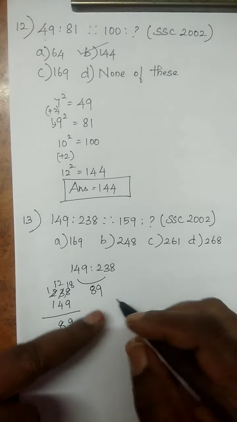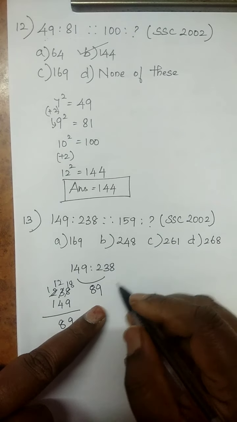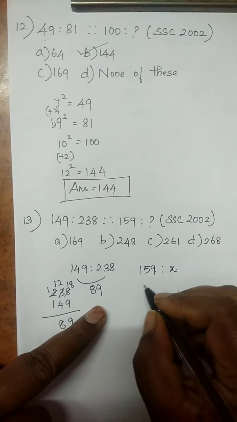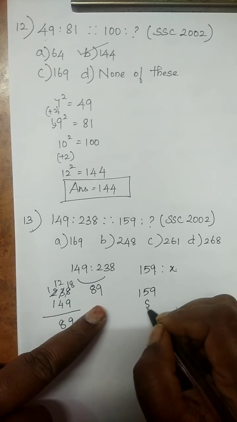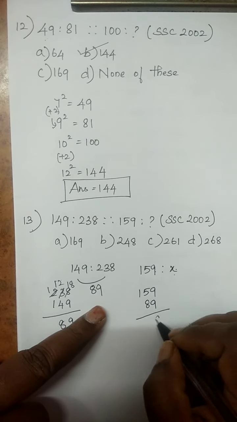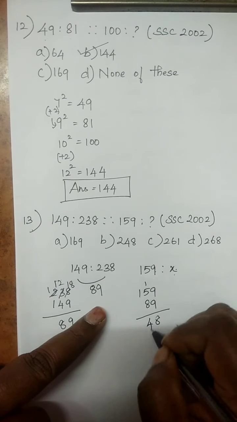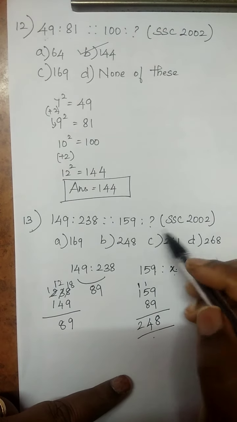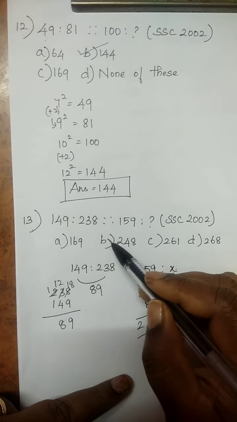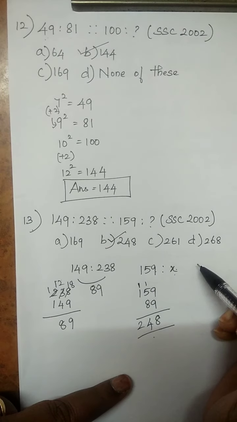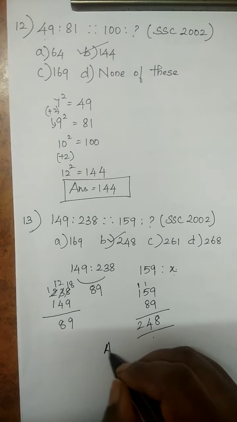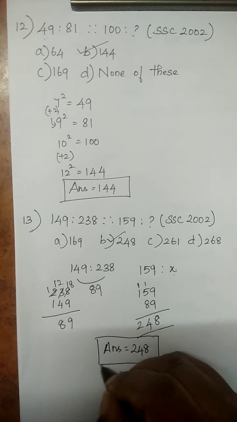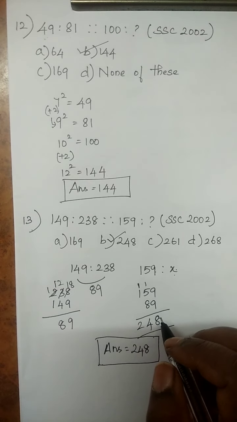So whether this 89 difference is suitable for 159, we have to check this. So by adding 159 plus 89, we will get x. 248. So is 248 present in the options? Yes. Option B is 248. Hence the correct answer is 248. This is also a simple sum. We can find the answer easily.